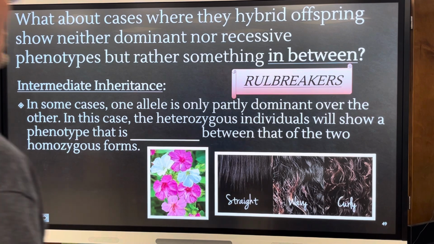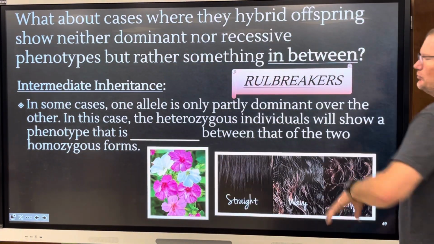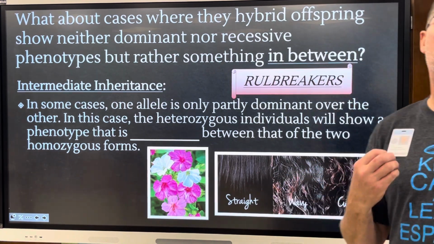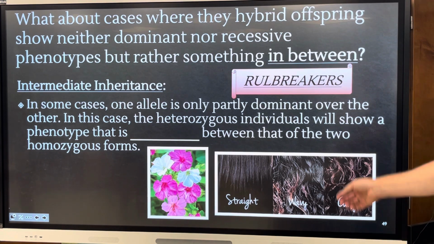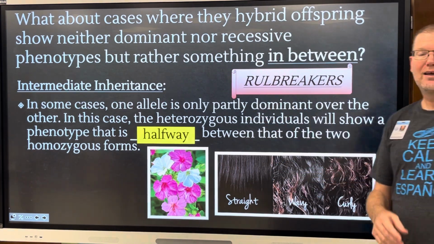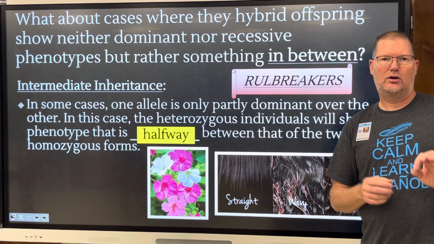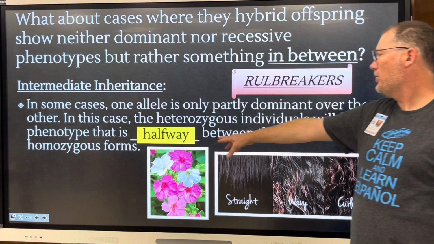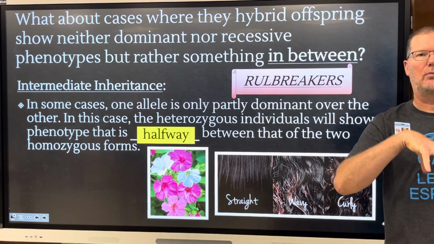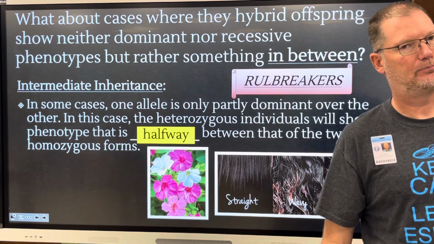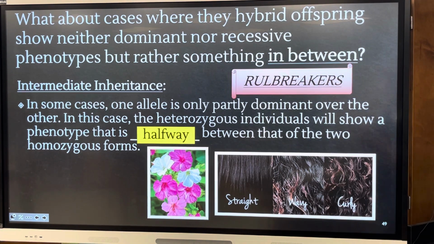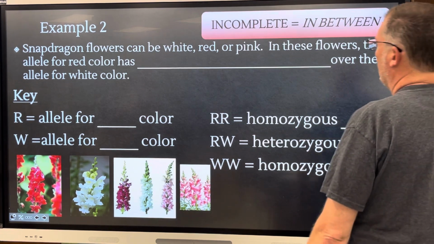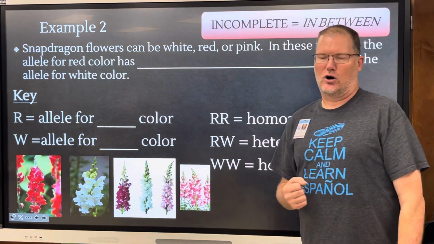This is called, we say rule breakers, but they're not breaking any rules. They're actually following the rules very well. We're going to see how. This is called intermediate inheritance. In some cases, only one allele is partly dominant over the other. So it's kind of they both get expressed, okay? Halfway between. The offspring become halfway between the mom and the dad. So, incomplete dominance, that's what this is called.